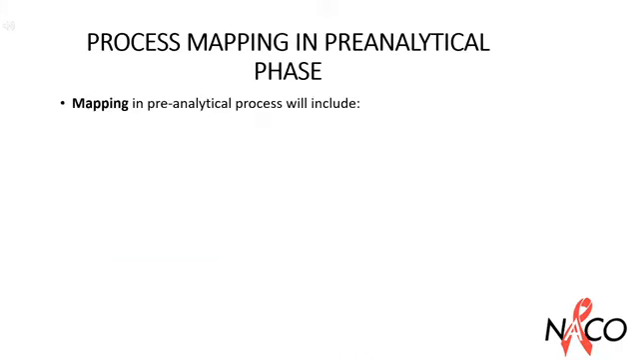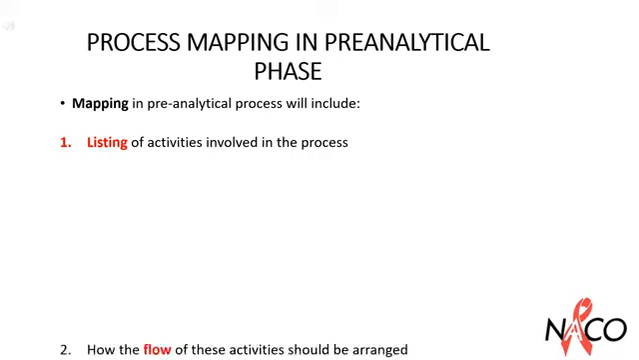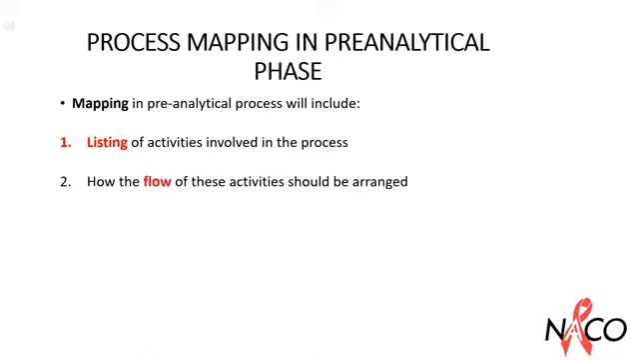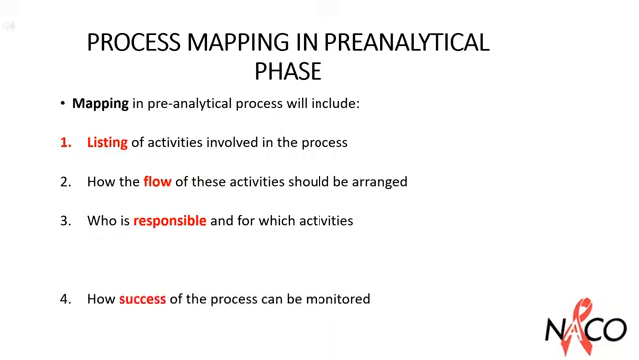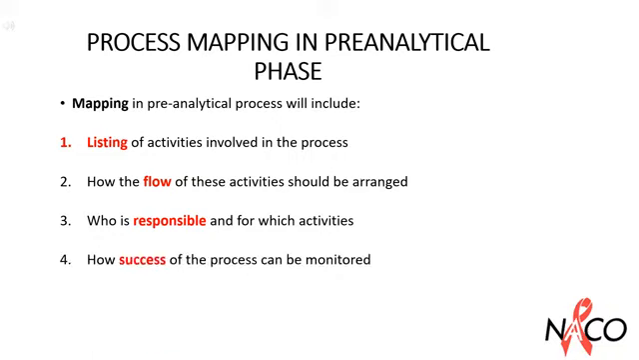Process mapping in the pre-analytical process would include listing of activities involved in the process, how the flow of these activities should be arranged, who is responsible and for what, how success of the process can be monitored, and finally, understanding hazards in the process and ensuring safety.